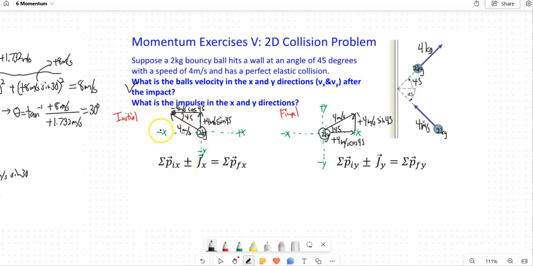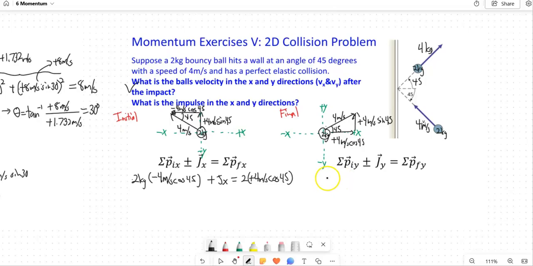So the initial momentum in the x direction is 2 kilograms times negative 4 meters per second cosine of 45 degrees. We don't know the impulse, so we're just going to leave it in here. And then after the collision, it's got 2 kilograms positive 4 meters per second cosine of 45 degrees. Okay?